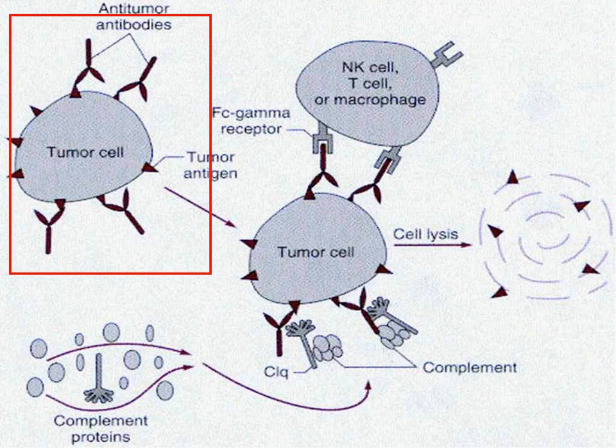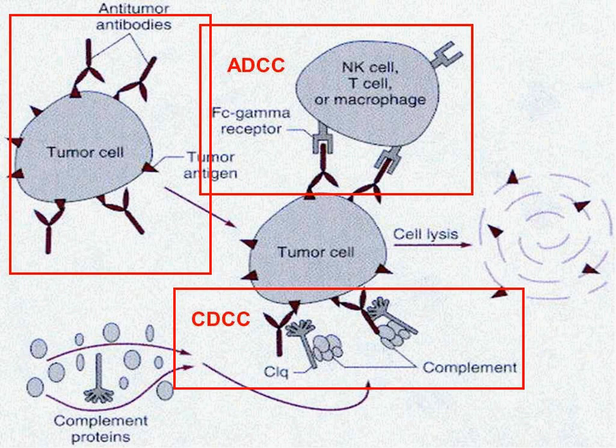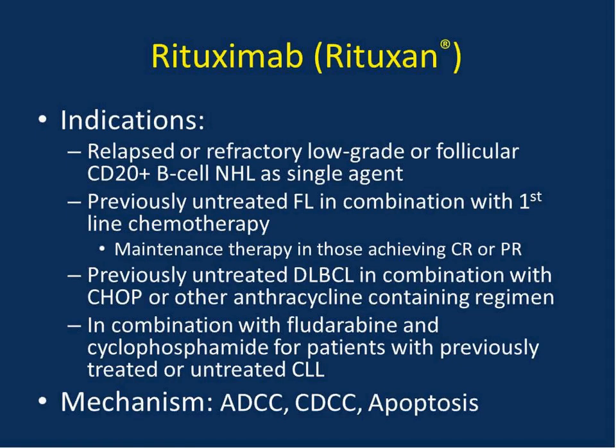The first that I'm going to talk about is rituximab, and I sort of feel like rituximab should be in the water on the 5th floor. We use it in a lot of different malignancies. It targets the CD20 antigen on the cell surface, and so is primarily used in B-cell malignancies.